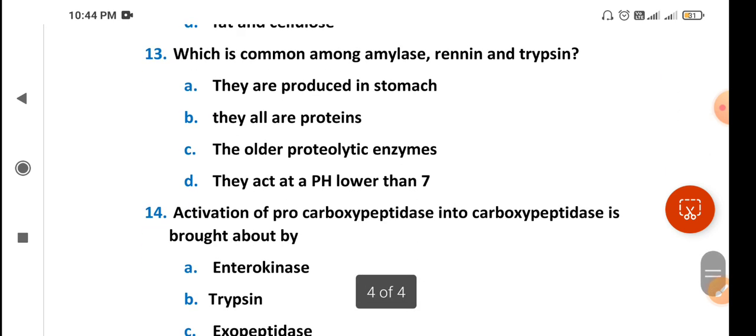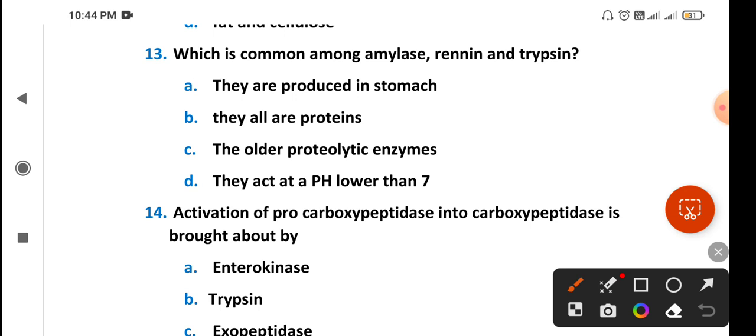Now 13th question, which is common among amylase, renin and trypsin? So first option is they are produced in the stomach. No, trypsin is not produced in the stomach. Amylase and renin are produced, but trypsin is not produced in the stomach. Second option is they all are proteins. Yes, because we know the fact that all the enzymes are protein in nature. So the correct option will be B option.